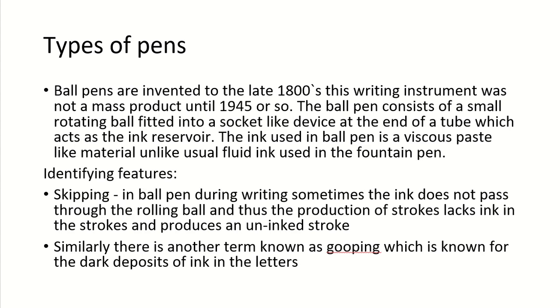Ball pens were invented in 1800, but they were mass produced in 1945. A ball pen consists of a small rotating ball which acts as an ink reservoir. The ink used in a ball pen is a viscous paste-like material. The identifying features of a ball pen are skipping, when sometimes the ink does not pass through the rolling ball, so the strokes lack ink. Another one is gooping, when there is more deposit of ink in the letter.